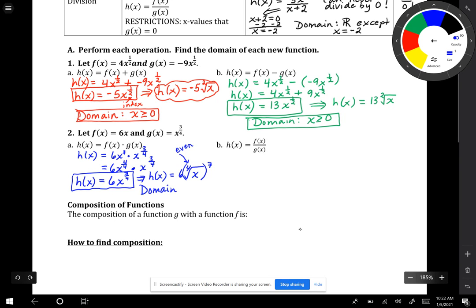and if you're kind of lost on what the domain is, just replace x with a number. If you were to put 0 there, you know you can take the fourth root of 0, that's 0, and you can take the fourth root of any positive number. So x is greater than or equal to 0.